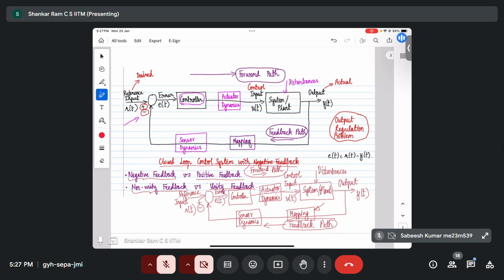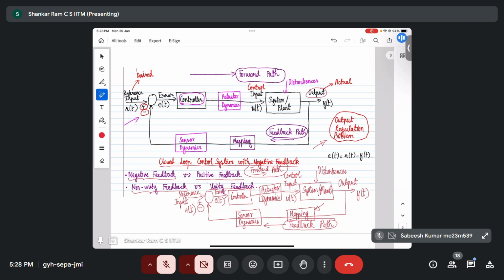Okay. So this overall problem, where we want to control the output of the system around a reference input, right, by adjusting the control input to the system, is what is called an output regulation problem. Okay, why is it called output regulation problem? Because we are regulating the system output to a desired value, what we call a reference input.